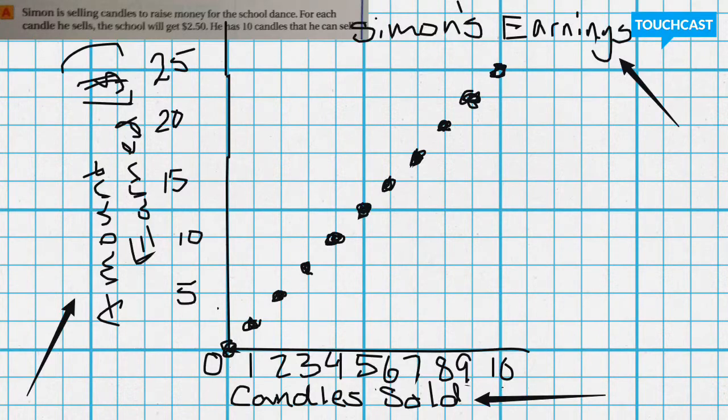Now the question we need to ask ourselves is, can Simon sell half of a candle? Well, unless he's going to actually physically cut a candle in half, which I don't think a customer of his would be happy about, he can't sell half of a candle. So we're not going to connect the points, which means that this graph is discrete.